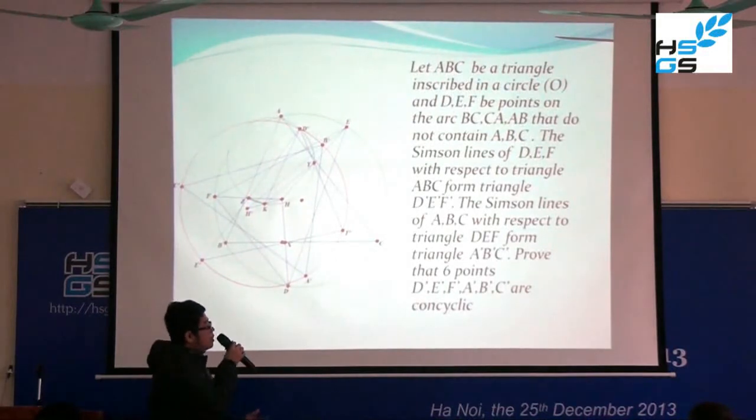The Simpson lines of D, E, and F with respect to triangle ABC form triangle D prime, E prime, F prime. The Simpson lines of A, B, and C with respect to triangle DEF form triangle A prime, B prime, C prime. Prove that the 6 points D prime, E prime, F prime, A prime, B prime, and C prime are cyclic.